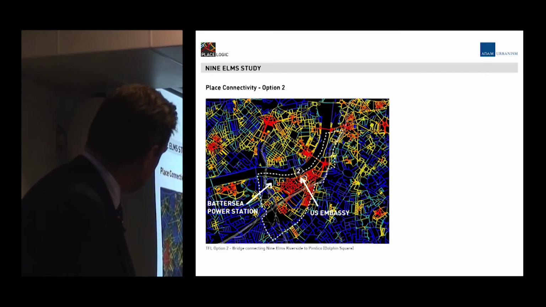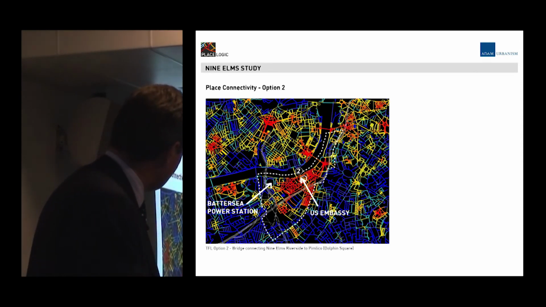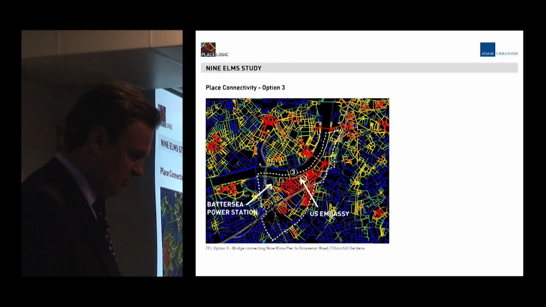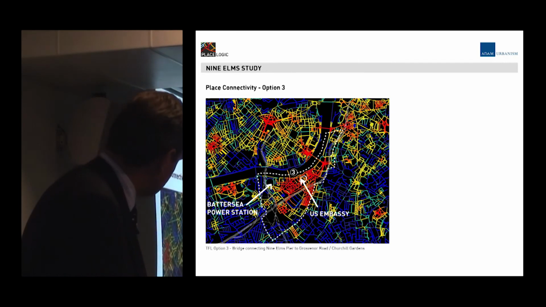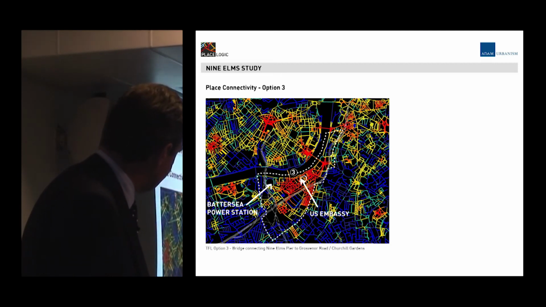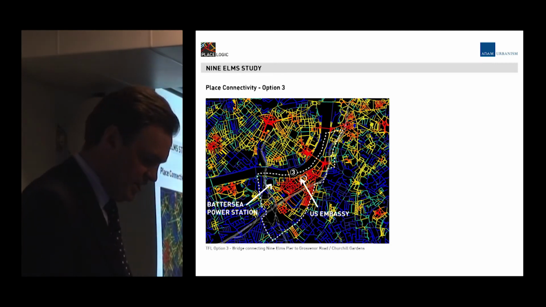The second option, which terminates on Dolphin Square, again a big block to the north, and again it's very difficult to get beyond that, and so the connectivity doesn't work that well. The third option going west, and again because of what's happening on the north side, it doesn't seem to have a particularly beneficial effect in terms of creating heat.